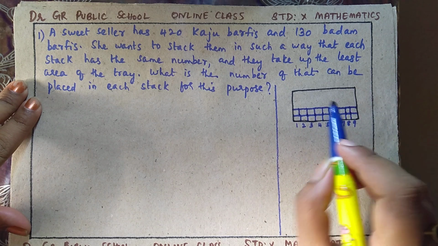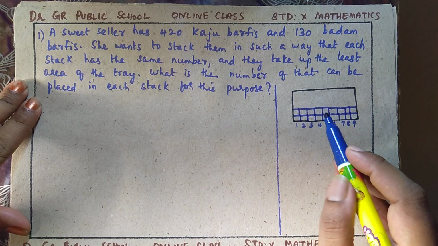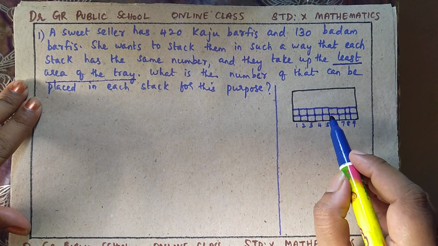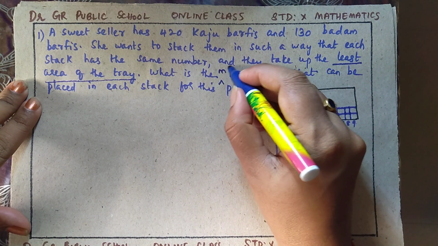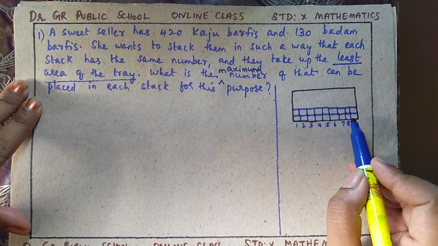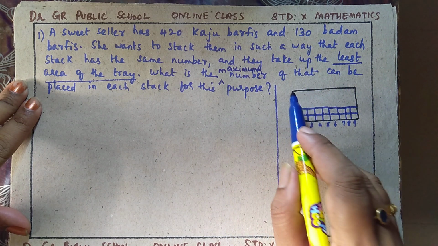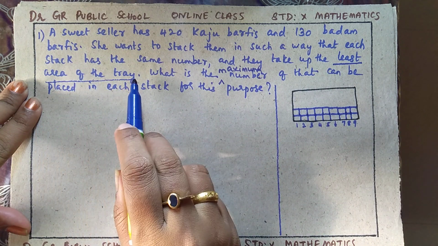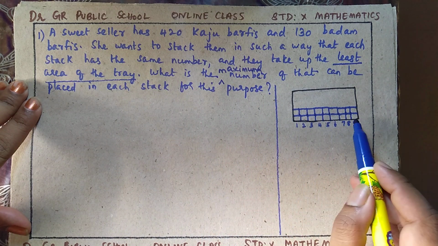So in this way, this sweet seller wants to arrange these two types of barfis in this tray so that the least area of the tray is covered. And what is the number that can be, means what is the maximum number, how many barfis we can place in each stack. So that is the meaning of the question. So this much barfis the sweet seller wants to arrange in this tray. Likewise, least area of the tray is covered and maximum number of barfis we can place in a stack.